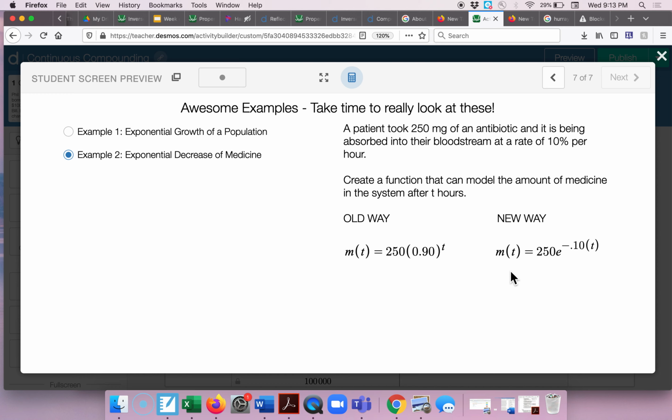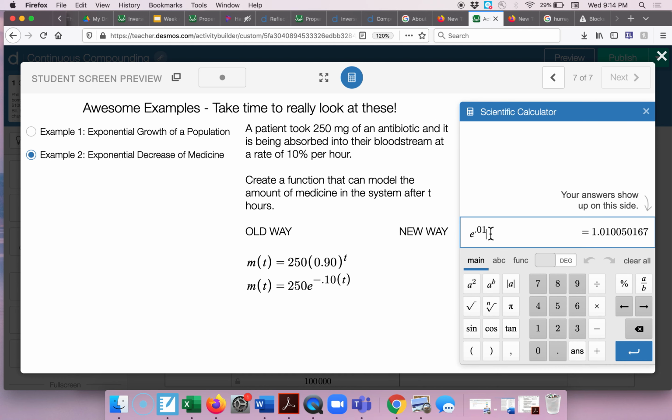If we want to do it the new way, this is actually probably a little bit more straightforward. Still starting out with 250, and we have e here, and since it's decaying at 10%, we just say it's negative 0.10. That negative rate tells me it's decaying. Really quickly, let's look. What's e to the negative 0.10 power? Oh my gosh, it's so similar. Look, it's the exact same thing as 0.90, right?